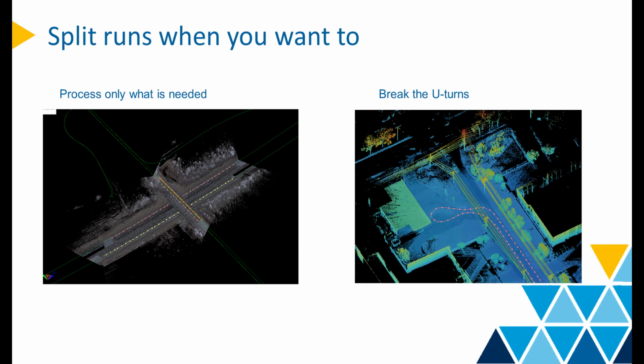The second scenario is equally common. We always recommend users to stop and restart a run when you make a U-turn, but this can be easily forgotten in the field. Now you're able to break the U-turn by splitting the run and register the overlapping scans for a better result.